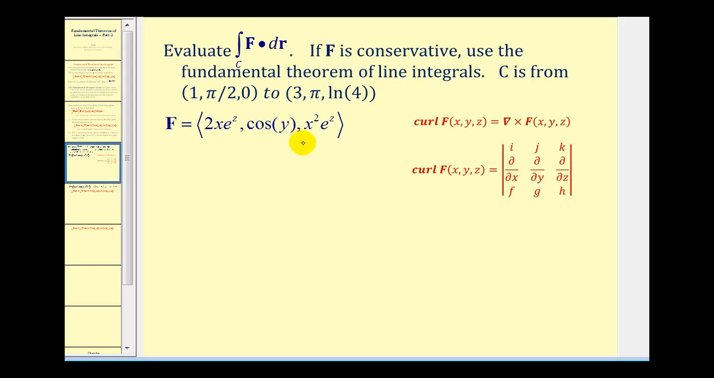Here we have a vector field in R3, and if we want to use the fundamental theorem of line integrals to evaluate this, we first have to check to make sure that this vector field is conservative. Remember, it's conservative if the curl of F is equal to 0. So the first row would be i, j, k. The second row would be from del, or the partial derivative operator. The third row is from the components of vector field F.